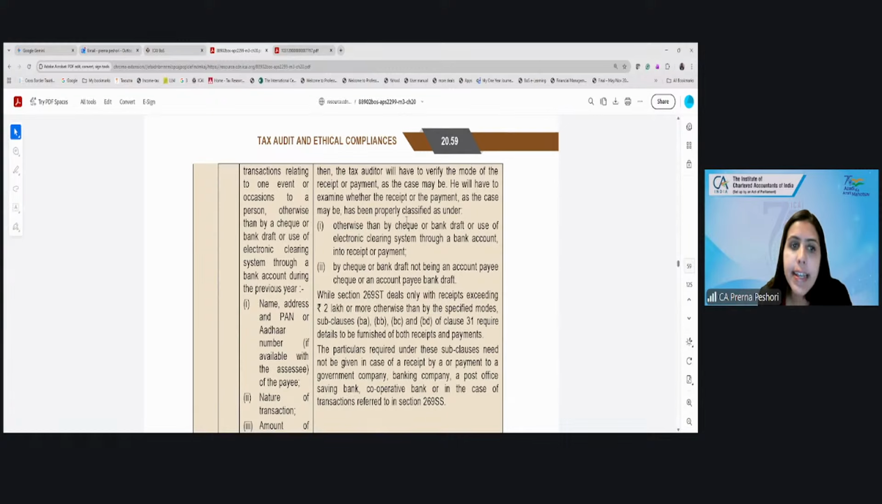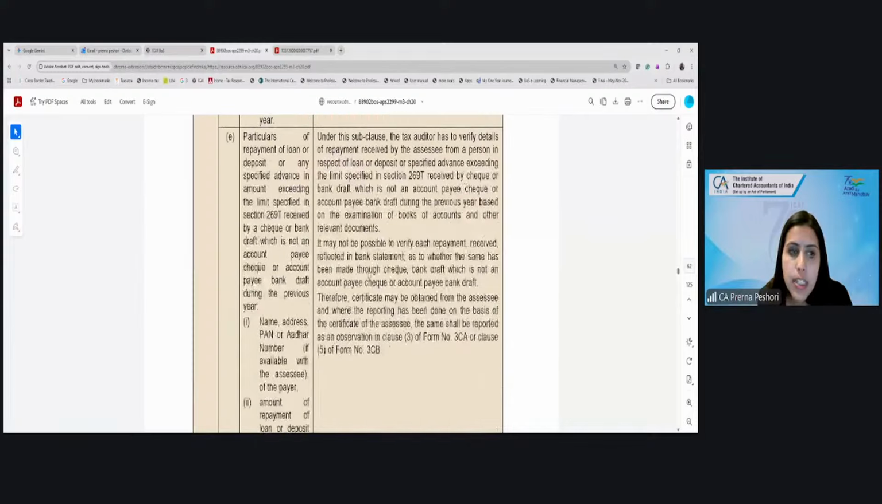Yes, 269ST talks about only the receipt, but here they are asking you the details so that if the other party does not disclose it and if you have made the payment, the government can get the information from you also. That is the reason why they are asking. Fine? Okay.